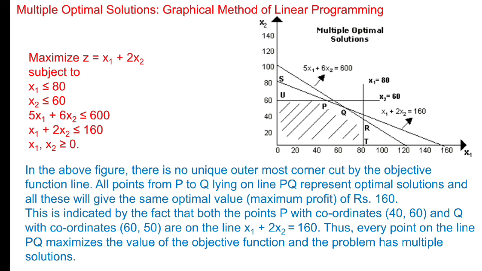We say it has multiple solutions when we get the same maximum Z value at two different points. Here the two different points are P and Q. The values of x1 and x2 at P and Q give the same maximum Z. That is the reason we say this problem has multiple optimal solutions.